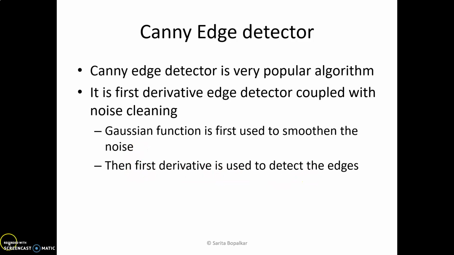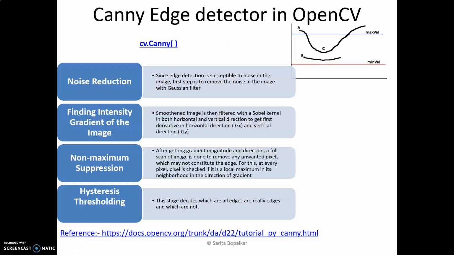In the next video, we are using all the operators like the Sobel operator, Laplacian operator, Laplacian of Gaussian operator, and Canny edge detector in OpenCV Python to observe the result of edge detection. That's why I would like to focus here on how this Canny detector works in OpenCV Python. The method used in OpenCV for the Canny edge detector is cv.Canny.